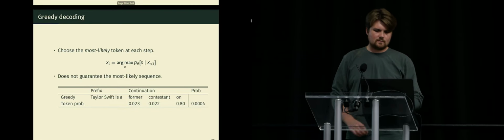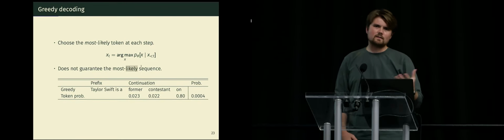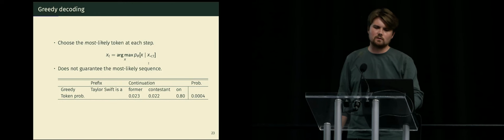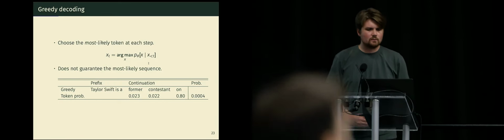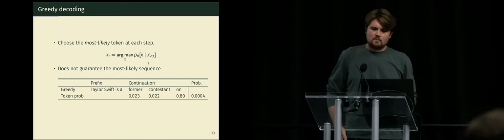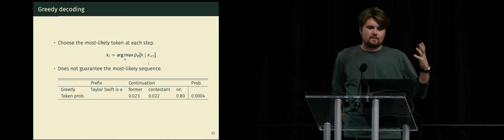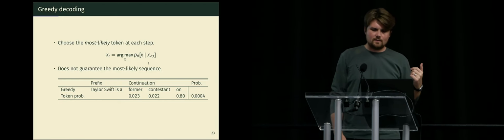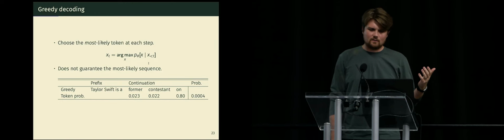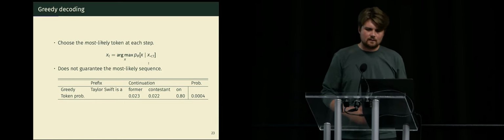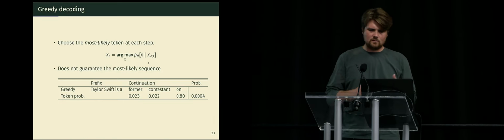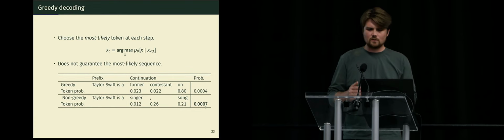This is, I guess, still a very popular way of generating from your language model. It's very straightforward. It doesn't guarantee you the most likely sequence. So here we have our prefix, Taylor Swift is a, and the most likely continuation at each step is former, followed by contestant, and then followed by on. You can basically score the probability of this continuation by multiplying the probabilities together.